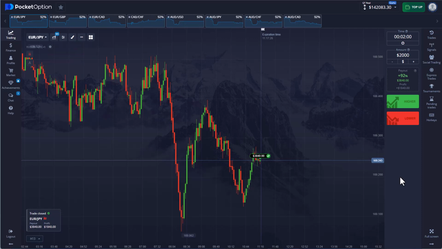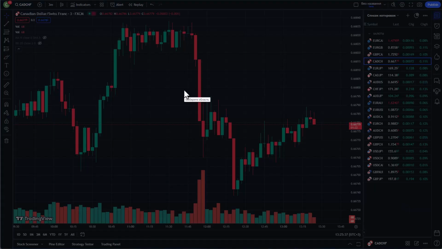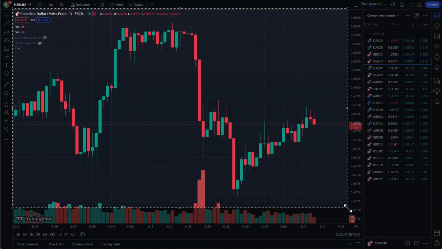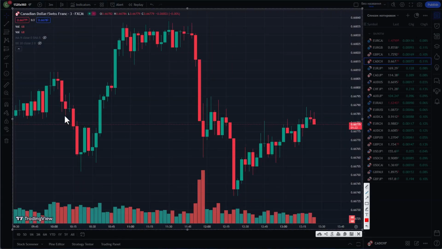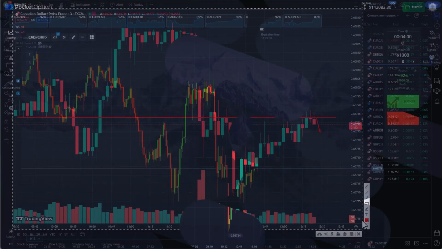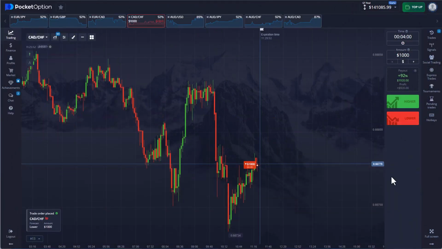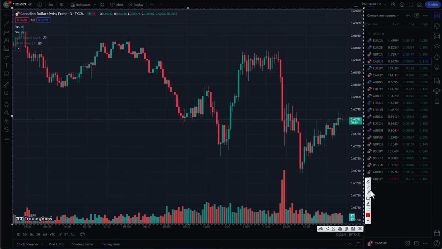And here I will make a small stop to pick up our first win of the day and move to our next pair, which is Canadian dollar to Swiss franc. Here I'm going to invest in the reversal from the resistance level and the price drop. So let's switch to broker and open a deal with a 4-minute expiration time and $1,000 on board for the price drop. And of course, switching back to TradingView for more detailed technical analysis.